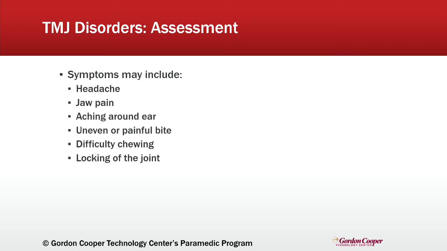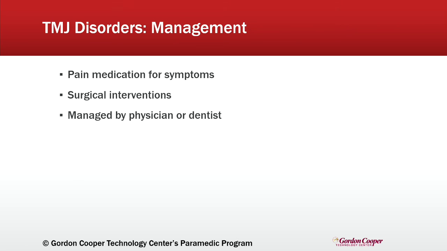What we typically see with these is headache, jaw pain, aching around the ear, or an uneven or even painful bite pattern, difficulty chewing, and the joint may even lock, making it hard to open or close the mouth. The pain and discomfort from TMJ can be managed with pain relievers, typically over the counter. Sometimes things don't improve and the doctor may recommend surgery to fix the problem.